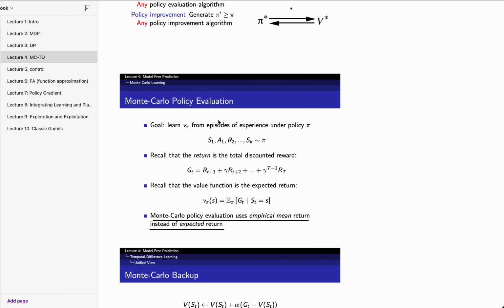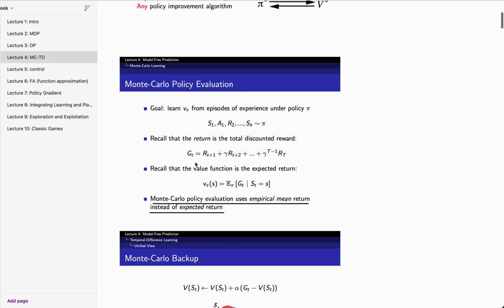Monte Carlo policy evaluation. Okay, so you want to learn v_pi from episodes of experience under policy pi. You have a series of these states S1, A1, R2, and then S2, A2, R3, all the way to Sk. And recall this is how we calculate the goal, how we calculate v_pi(s).